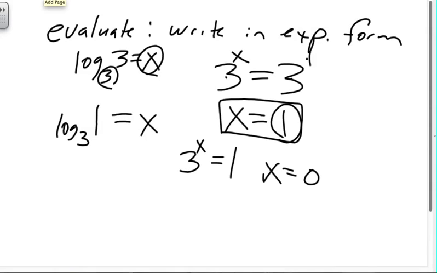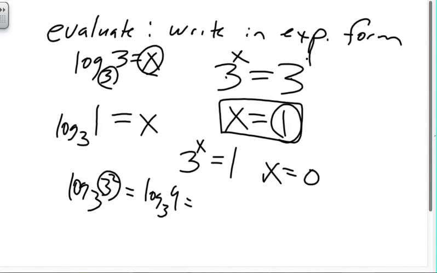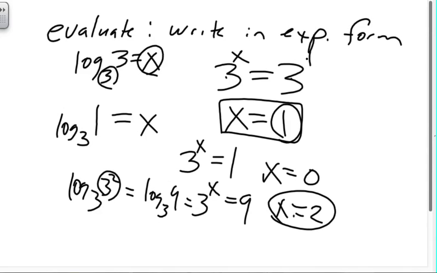Okay, so the last one let's look at before we move on here is log base 3 of 3 squared. So I'm going to go ahead and do this first. So I'm looking at log base 3 of 9, which means I want 3 to what power gives me 9, which means x is 2. And if you look at that, you'll notice that that is your exponent there.